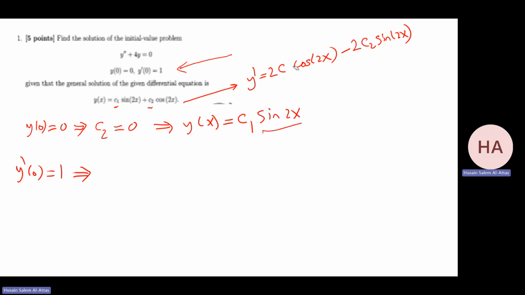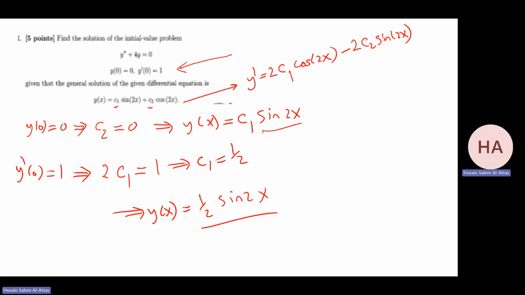Wait a minute, this is C1, sorry. It will be 2C1 cosine 2x minus 2C2 sine 2x. Okay, y prime at 0 gives me what? 2 cosine 0 is 1. So that will be 2C1, and sine 0 is 0. That should be equal to 1. So C1 equals half. So my function, with C2 equal 0, is half sine 2x.